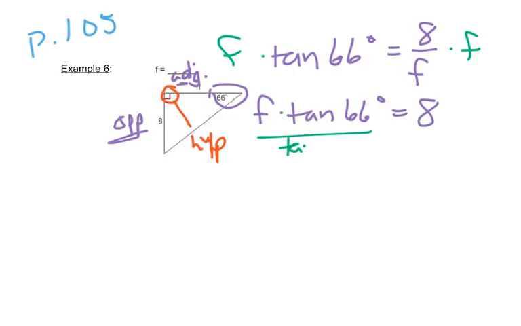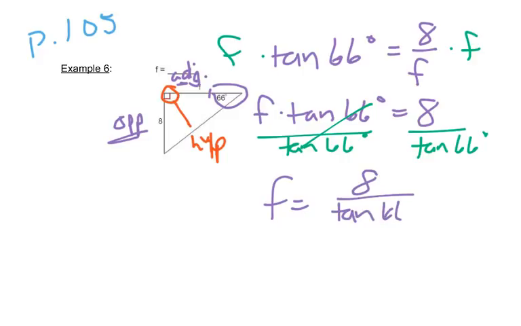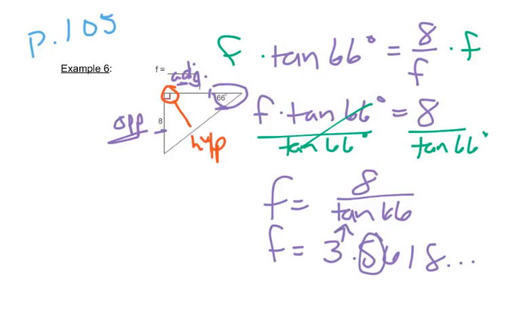And then we'll divide both sides by the tangent of 66. And that gives me f is equal to 8 over the tangent of 66 degrees. And that allows us to just type that in to our calculator all at once. So we find out that f is equal to 3.5618. We'll round to the nearest whole number here again. So this number after tells us to make this go up, and we have 4.